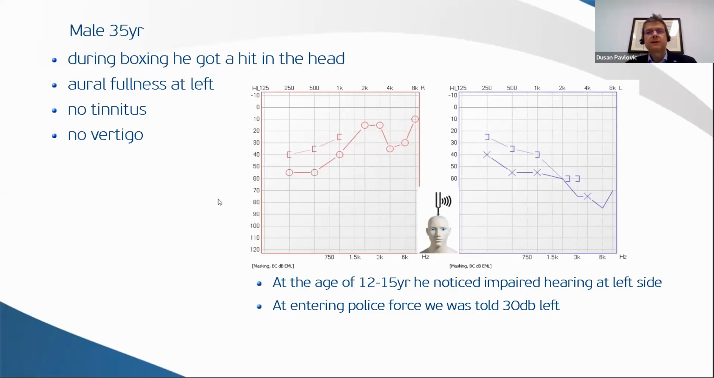Here is an example of a male, 35 years. After boxing, actually it was some sparring, he was hit in the head, and after that he complains of aural fullness at the left side. No, it was not accompanied by tinnitus, no vertigo. And here is his audiogram, and we can see rather big hearing loss at the left side.